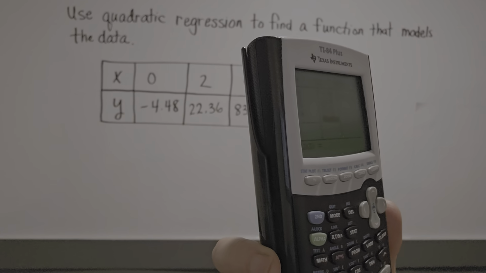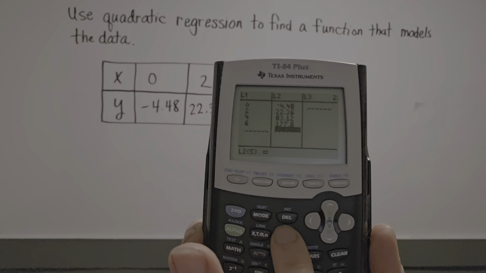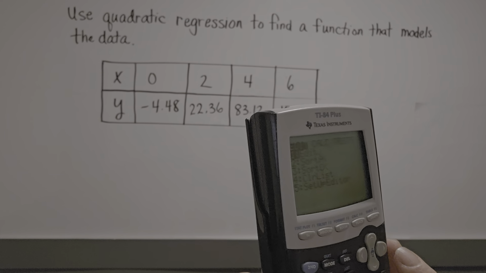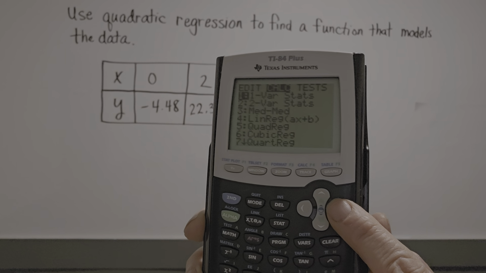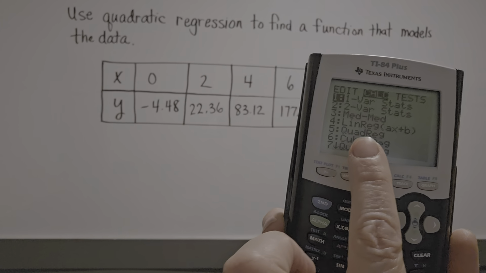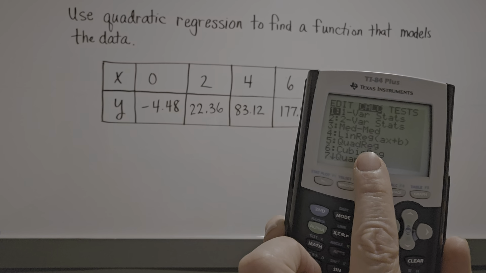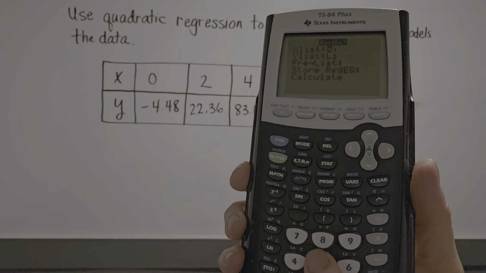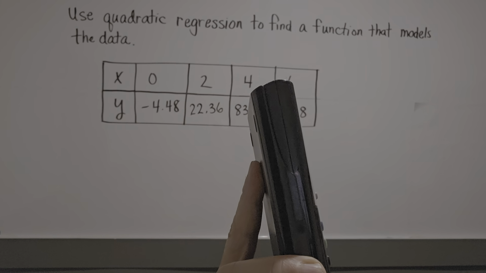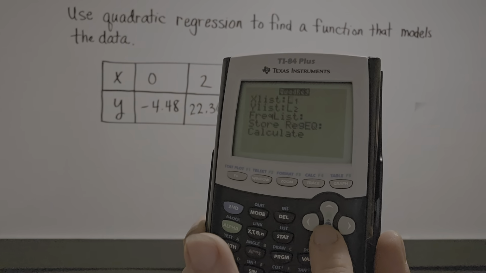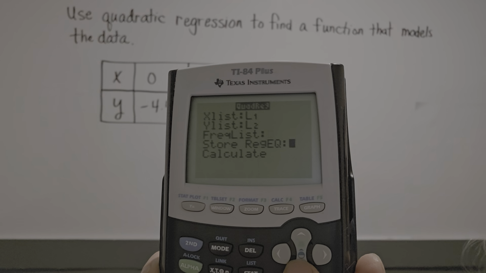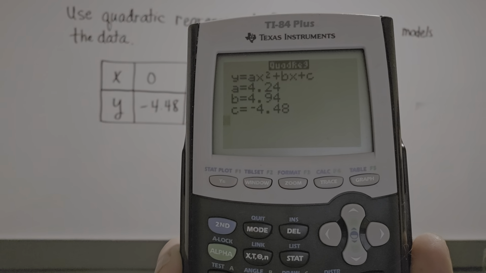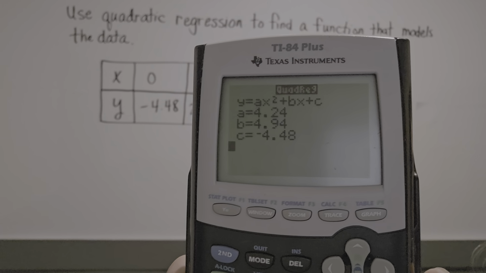And now at this point, I'm going to hit the stat button again. And I'm going to move over to the calc column here. So I'm going to use this arrow and then press 5 to do quadratic regression. Number 5 is quadratic regression. So I'm going to press 5 and then enter. Oh wait, I'm going to go down to calculate now. And when calculate is highlighted, I'm going to press enter. And there we have our regression information.